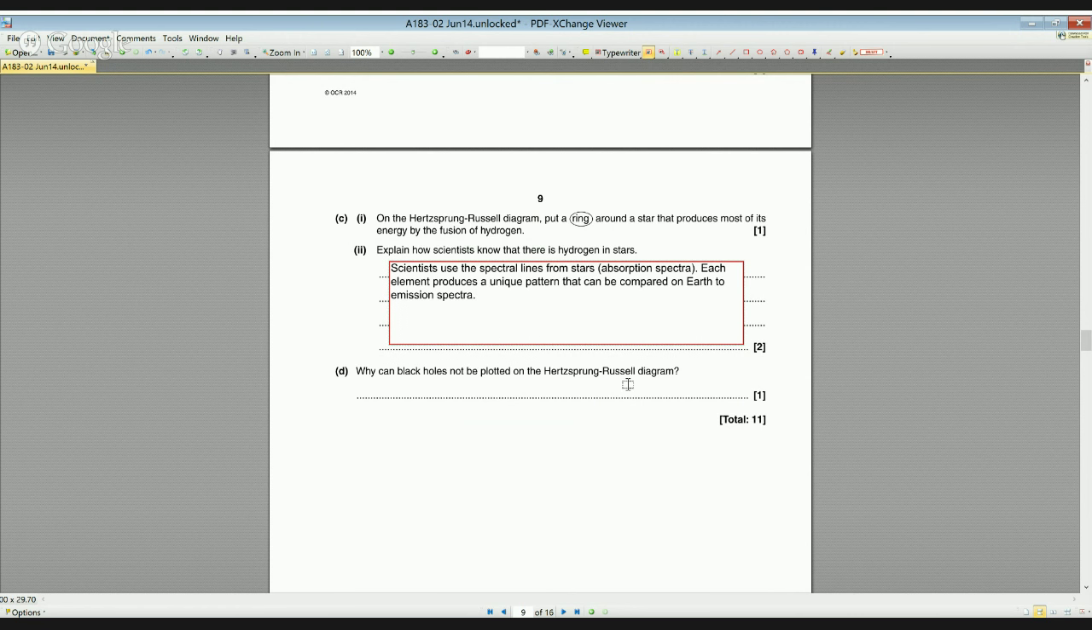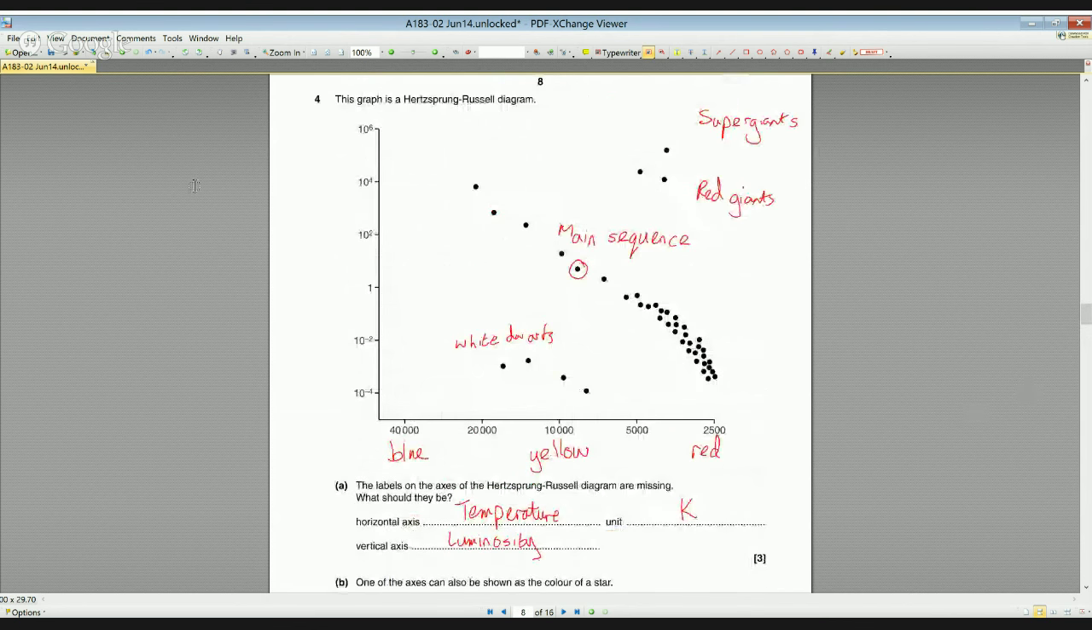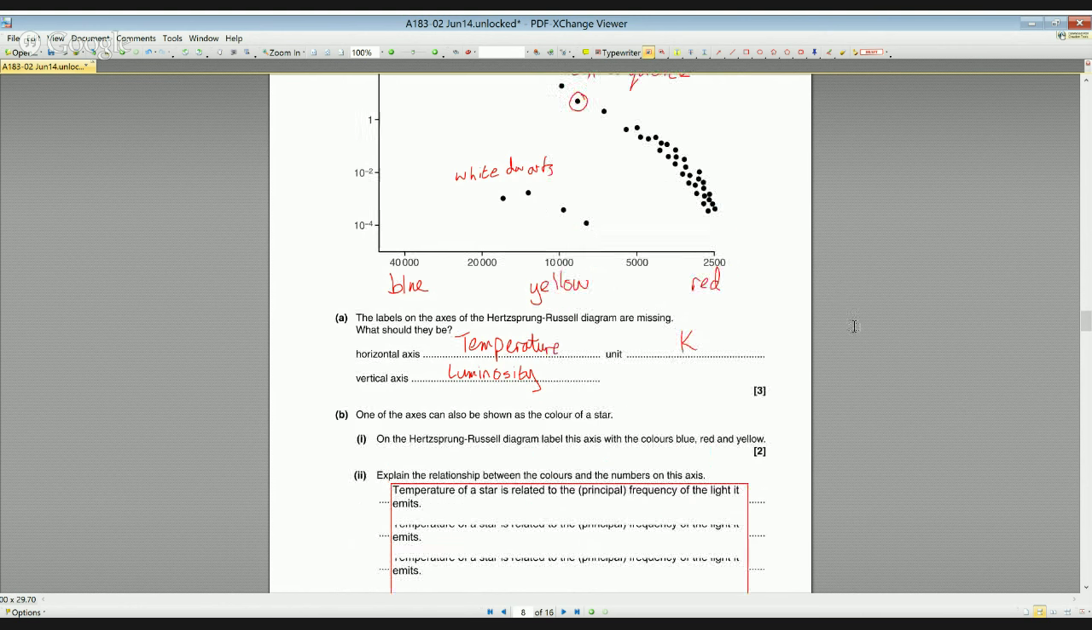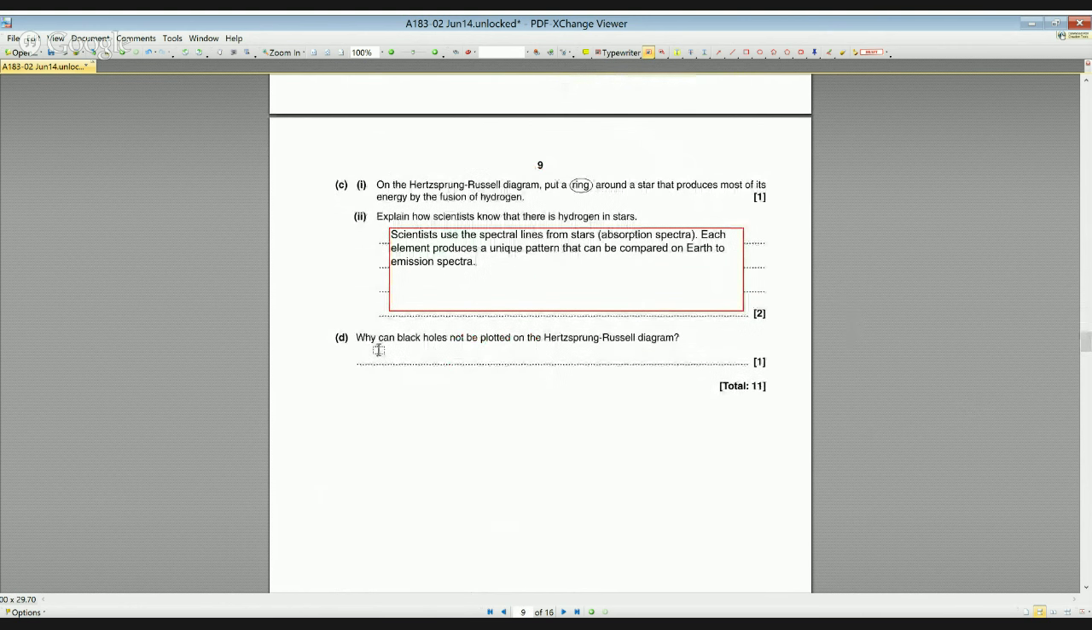Part D, why can black holes not be plotted on the Hertzsprung-Russell diagram? Well, let's have a look back at the Hertzsprung-Russell diagram. Remember, the y-axis here is luminosity. That's the amount of energy that is being given out by the star, whereas a black hole, by definition, does not emit any light. It has a zero luminosity. So would not appear.